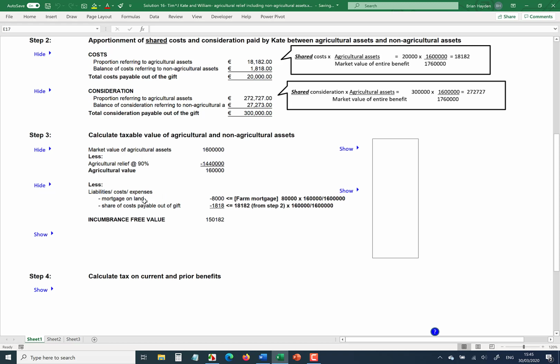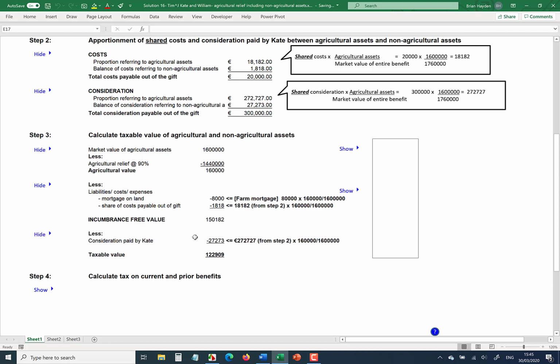Now there are two elements here. There's the mortgage, which is 80,000, and that entirely relates to the land. So we get 10% of 80,000. And then 10% of this 18,182. Okay, the calculation here is essentially 10%. I'm following the very strict process to determine these numbers, but if the deduction for agricultural relief is 90%, you're left with 10% down here. So 10% of 80 and 10% of 18,182. So the encumbrance-free value is 150.